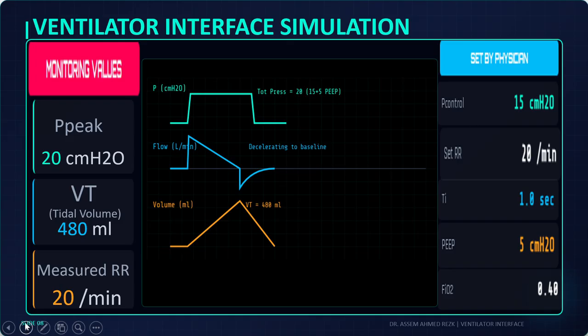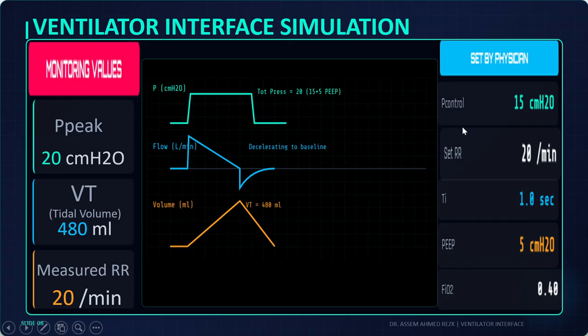Ventilation interaction, or ventilation simulation of this patient. There is an area set by the physician: pressure control 15, respiratory rate 20, inspiratory time 1, PEEP 5, and FiO2 40%.